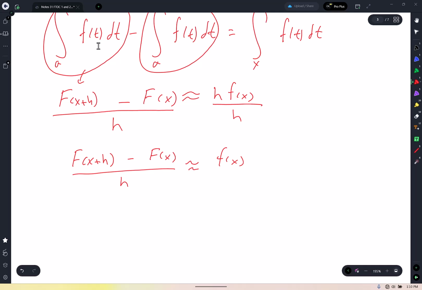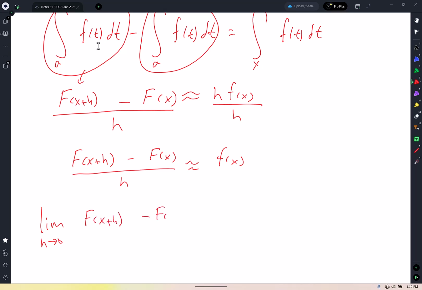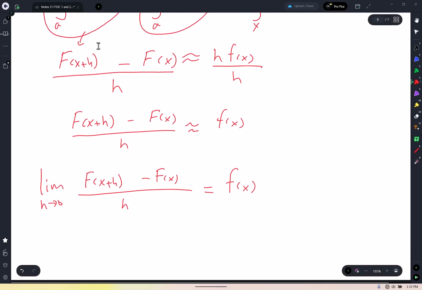So I'm going to go limit as h approaches 0 of capital F of x plus h minus capital F of x all over h. Now this won't be approximate anymore. It will be exactly f of x. Here comes the beautiful part. Are y'all ready?